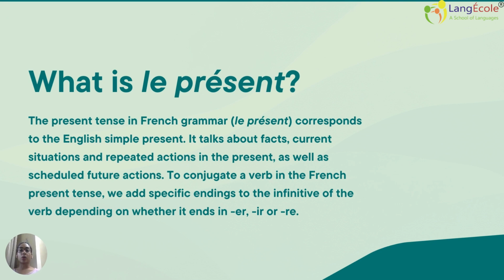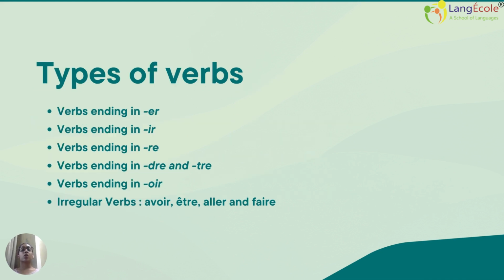To conjugate a verb in French present tense, we add specific endings to the infinitive of the verb depending on the ending of the verb. Since the conjugation of the verbs depends on how they end, let us see the different types of verbs that there are. There are verbs ending in ER, verbs ending in IR, verbs that end with RE, verbs that end with DRE, and verbs that end with OIR.